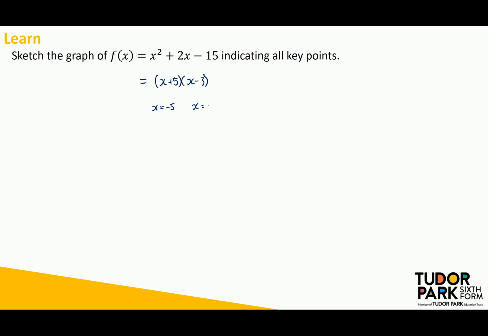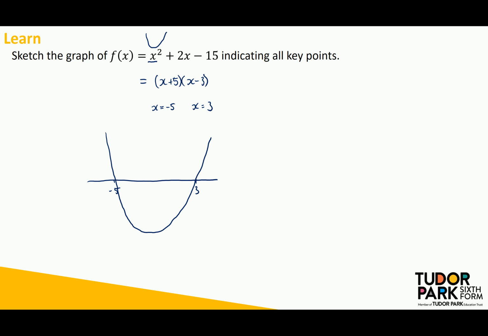and at positive 3. Now the roots tell me where the function will go through the x-axis. So one of those roots is negative 5 and the other root there is 3. I know from looking at the lead term that this is a positive x squared graph, so I should have a graph that looks something like this, so I can now sketch that through.